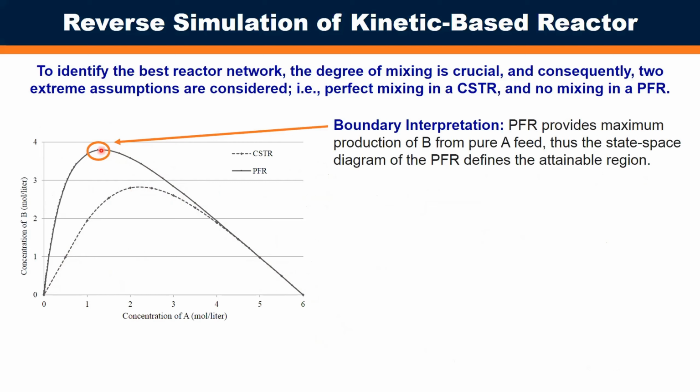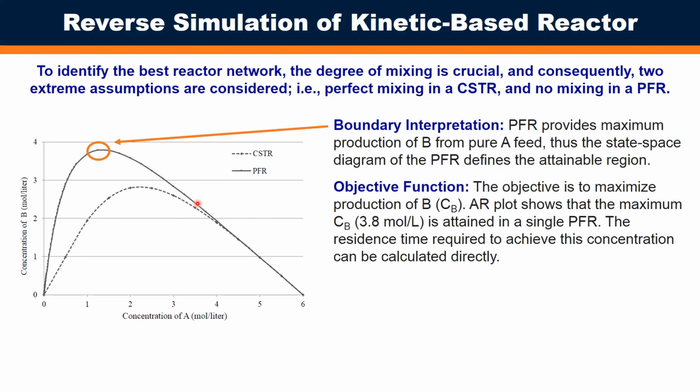Now we're going to use the state space diagram for this reactor type that defines the attainable region. The objective, what we're looking for, is to maximize the concentration of B, like we talked about. It shows us that the maximum concentration is right here, about 3.8 moles per liter. And this can be done in a single plug flow reactor. Once we know the concentration, then we can calculate the residence time that is needed in order to get there.